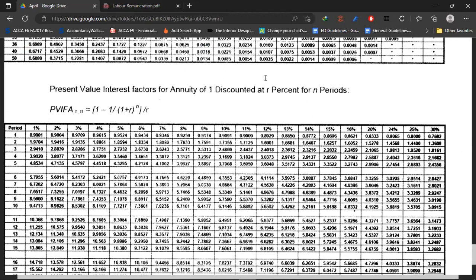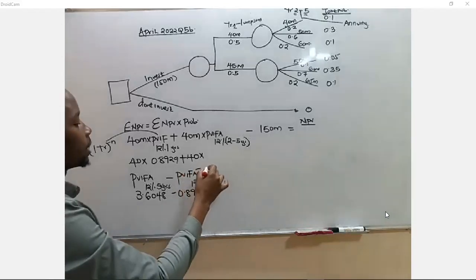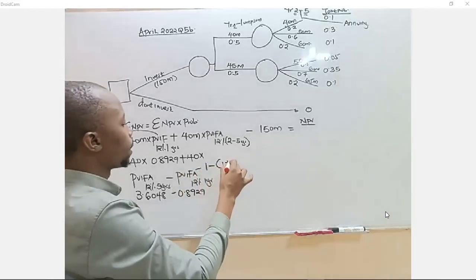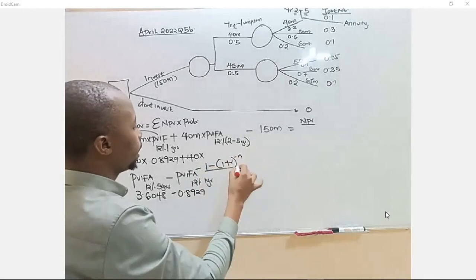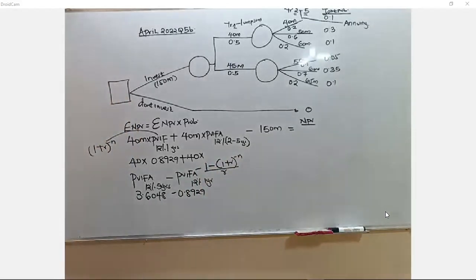When I go back to my board now, you see the teacher says let him use the formula. The formula for these, I can just take 1 minus 1 plus r raised to negative n, divided by r. That is the formula that we use for annuity. So in this case, to get the one I took from the table, I just say 1.12 raised to negative 5, then 1 minus the answer, then I divide by 0.12. You're going to be getting 3.6048.